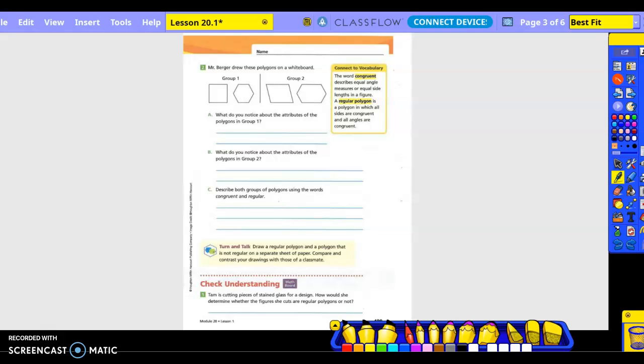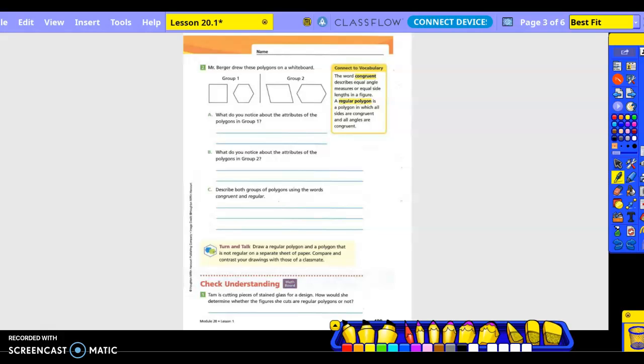So Mr. Berger drew these polygons on a whiteboard. What do you notice about the attributes of group 1? They all have different sides. Okay, so those are the shapes. They're not the same shapes, right? Okay, but both shapes individually each have what? The same amount of angles, same amount of sides, and vertices, right? And they are all equal or congruent, right?